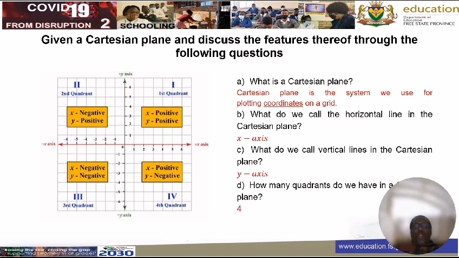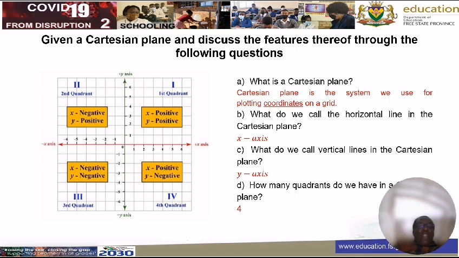What do we call this horizontal line on the Cartesian plane? It is called an x-axis. What do you call the vertical line in the Cartesian plane? It is our y-axis. And how many quadrants do we have in the Cartesian plane? There are 4 quadrants in the Cartesian plane. We count them in an anti-clockwise direction.